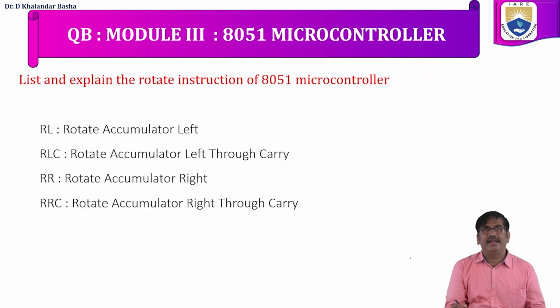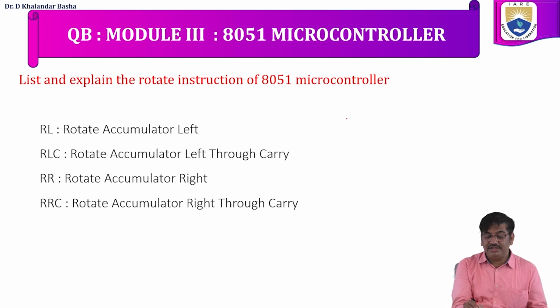Next, list and explain the rotate instructions of 8051 microcontroller. In total we have 4 rotate instructions, namely RL, RLC, RR, RRC. RL stands for rotate accumulator towards left side by 1 bit. RLC is rotate accumulator towards left side through carry flag. RR is for rotate accumulator contents towards right side by 1 bit. RRC, rotate accumulator contents towards right side through carry. In all these 4 cases, the data will be shifted by 1 bit, either left side or right side depending upon the instruction.